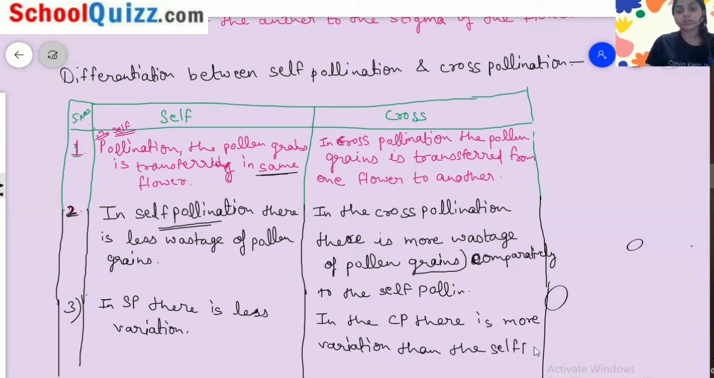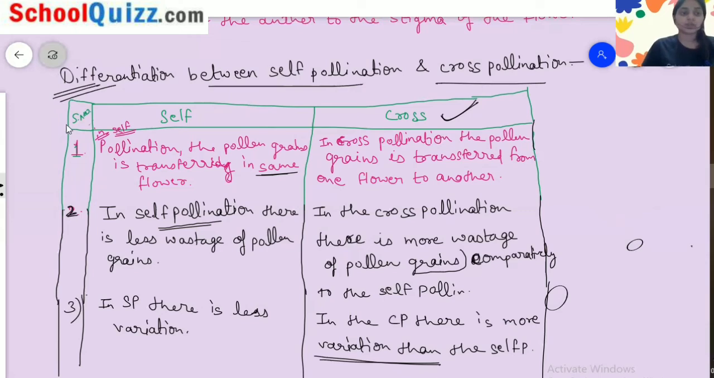So why is it so? If you compare these two pollinations, tell me, which pollination is better? Obviously cross pollination is better, because the variation is more here, and the chance of survival of the plant or the species of that plant will be more in future. So this is the point of differentiation between self pollination and cross pollination.